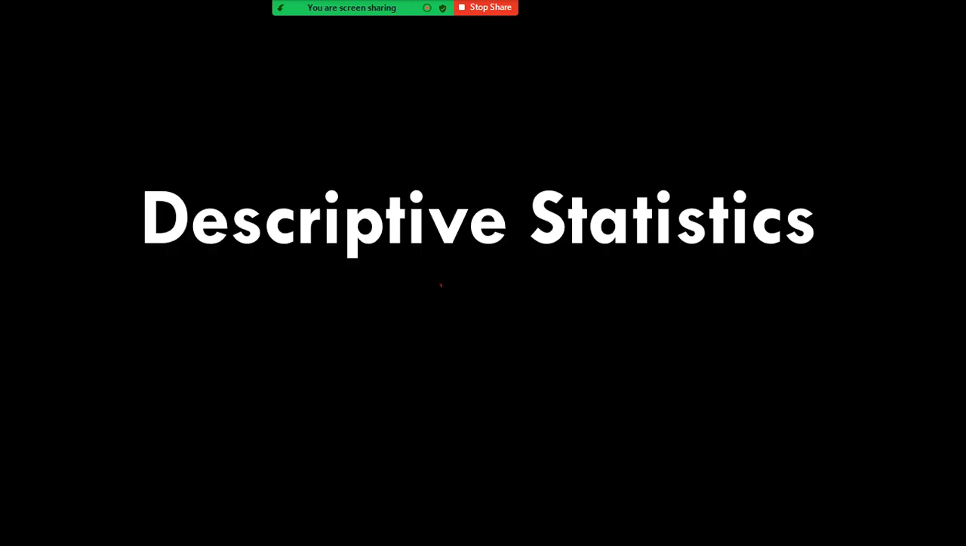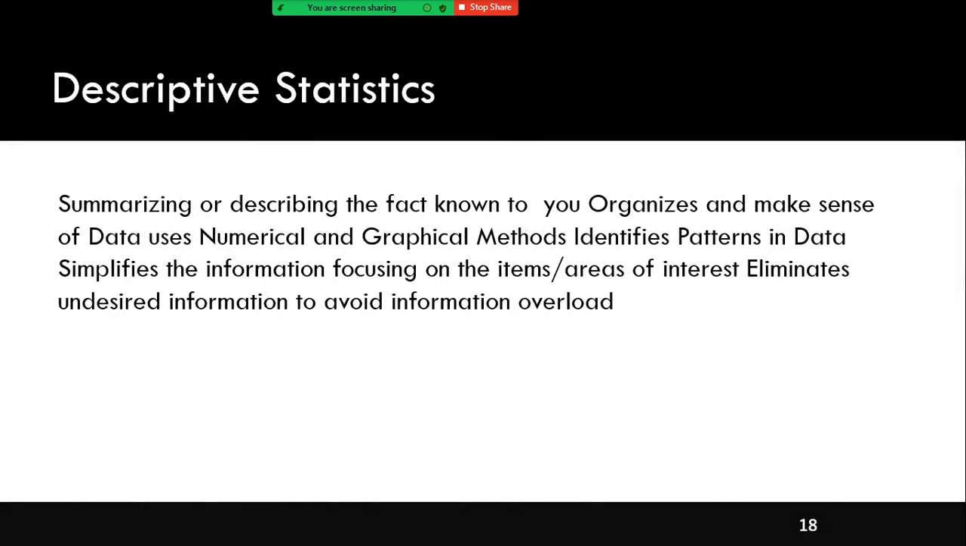Okay, next we will take a look at what is descriptive statistics. So as I told you, there are two main branches under statistics. One is descriptive statistics. The other one is inferential statistics. We'll take a look at what exactly descriptive statistics is all about. So what is descriptive statistics?